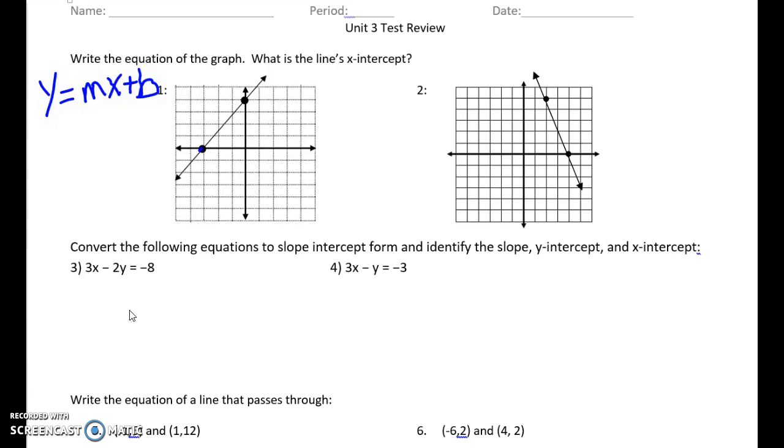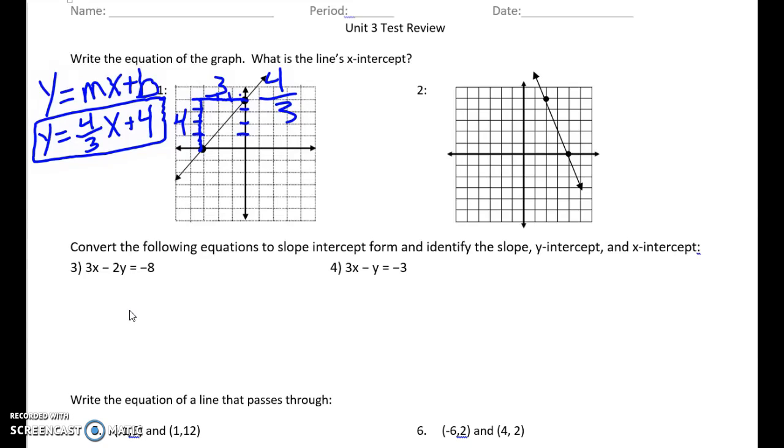So, start here, we count our rise, we count our run. This is 1, 2, 3, 4. This is positive 1, 2, 3. My slope is 4/3. So, y equals 4/3 x. My y-intercept is where the line crosses the y-axis, which is 1, 2, 3, 4. Plus 4. There is my equation.